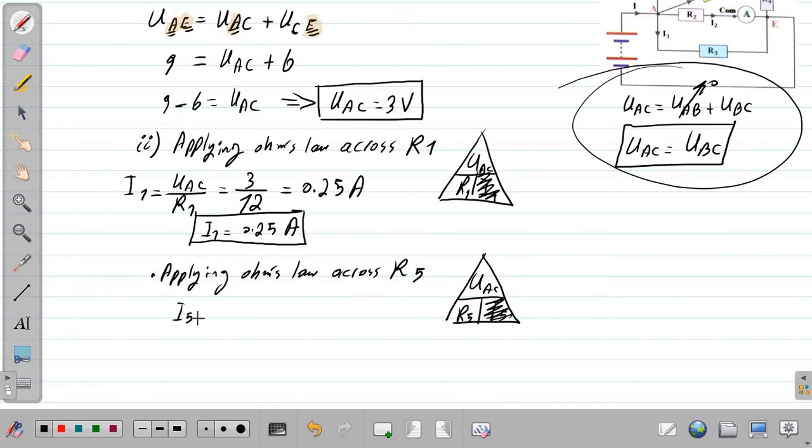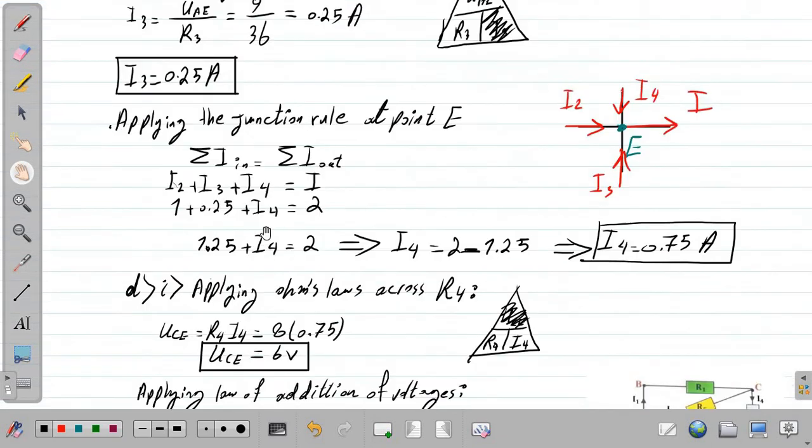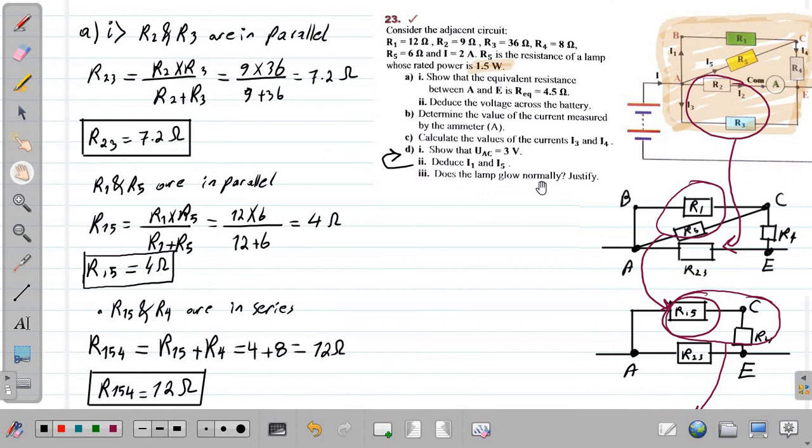I5 is equal to UAC over R5, 3 over 6, 0.5 amp. So I5 is equal to 0.5 amperes. Last question. Does the lamp glow normally? Justify.